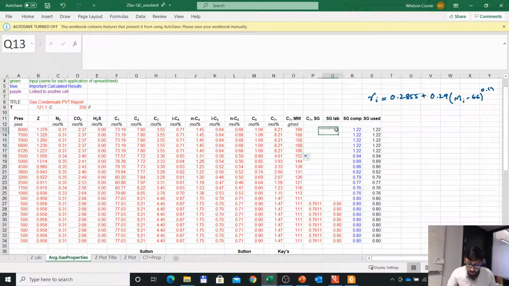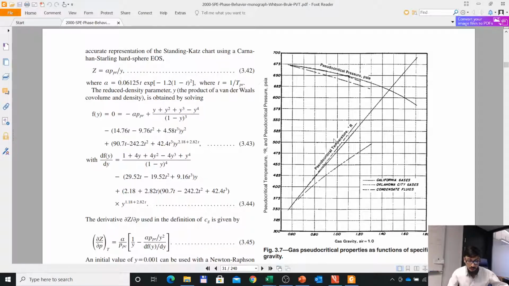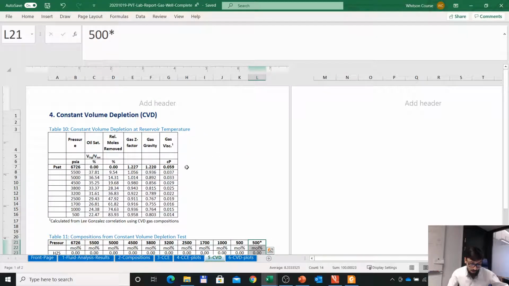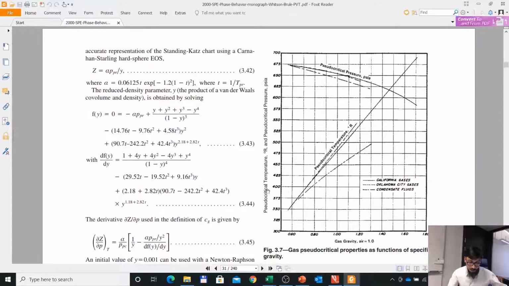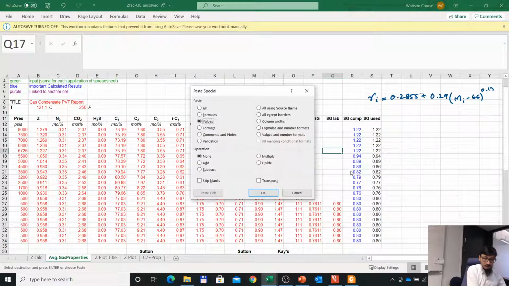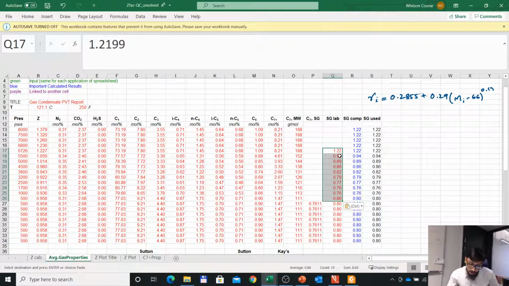Oh yeah, there is one thing that we also need to input, that's the lab specific gravity of the gas mixture. So we go to the report and we find it here. You see that it's gas gravity reported for the different gases in the CVD. So we just copy it here from the dew point. And it should be the same for all pressures higher than saturation pressure. So again, it's the same.